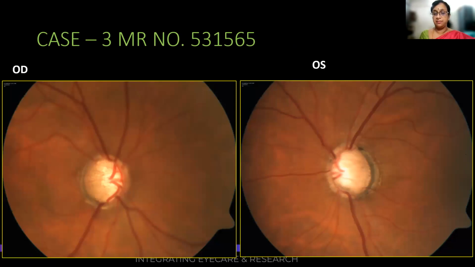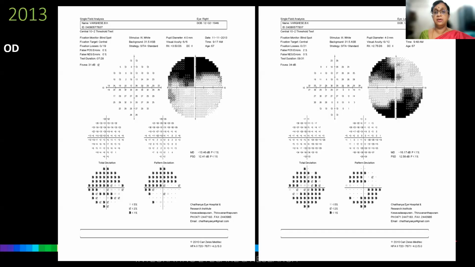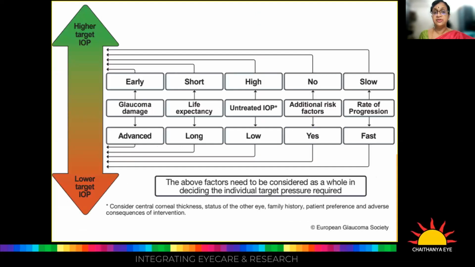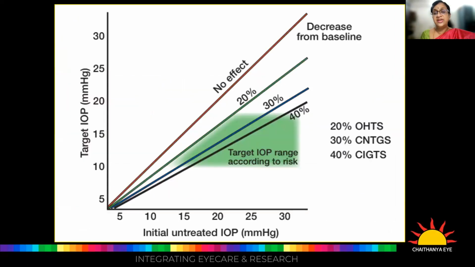and he has got pathological cupping, as evidenced by the advanced fields on the tabular fields with fixation threatened, but which is stable over the years till last seen in 2017, which means why is it so well controlled? That's because, again, the EGS has proposed this tabular depiction of target intraocular pressure, which says that if you have advanced disease with risk factors, it's better to target a low intraocular pressure, and that's exactly what was done to this patient. So various studies recommend 20%, 30%, or 40%.